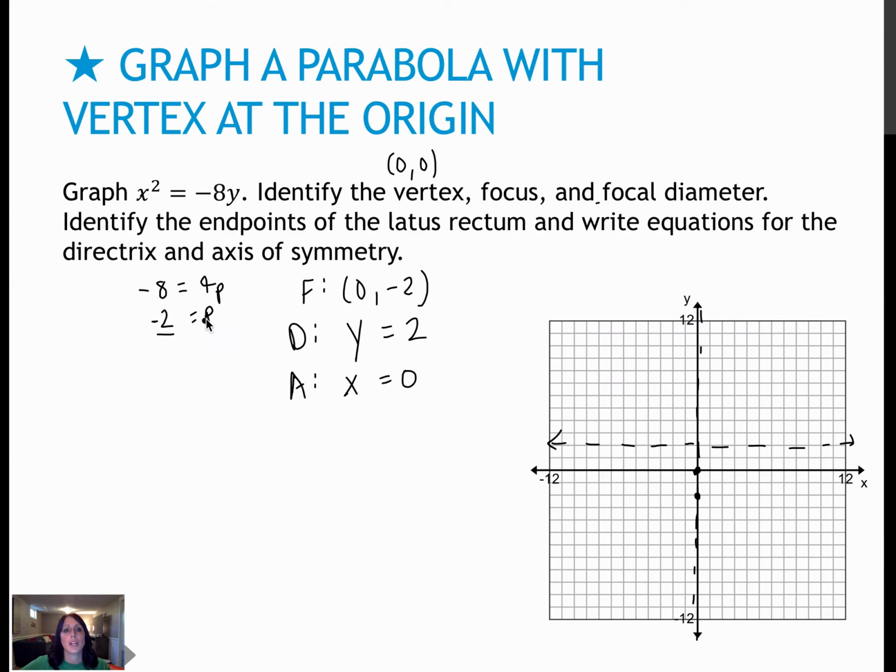Focal diameter would be the absolute value of negative 8, which is positive 8, which means from this point I can go 4 in each direction. Again, we're going from the focus, adding and subtracting half of the diameter, which is 4. So my graph would look like this. And I think that was everything. Oh, I didn't write the points, which are -4, -2 and 4, -2 for the endpoints of the latus rectum.